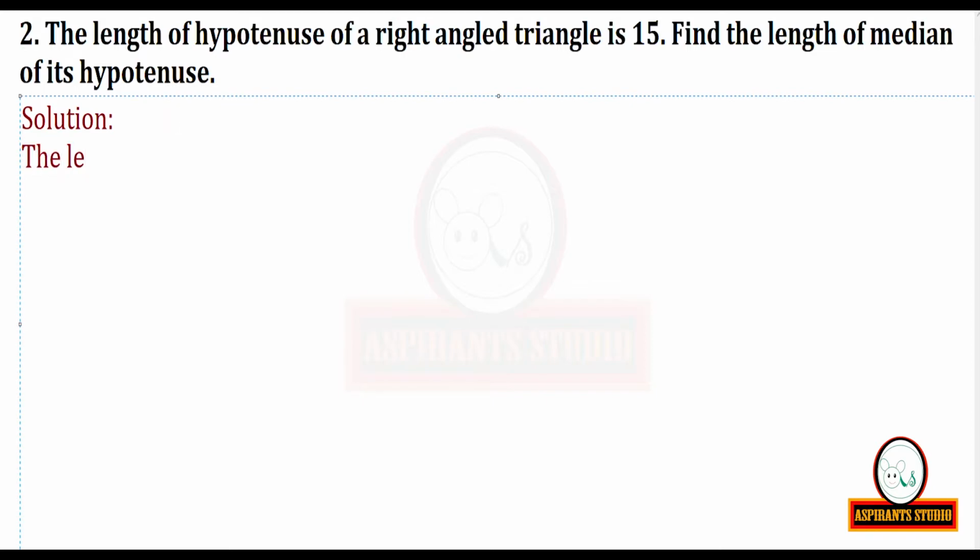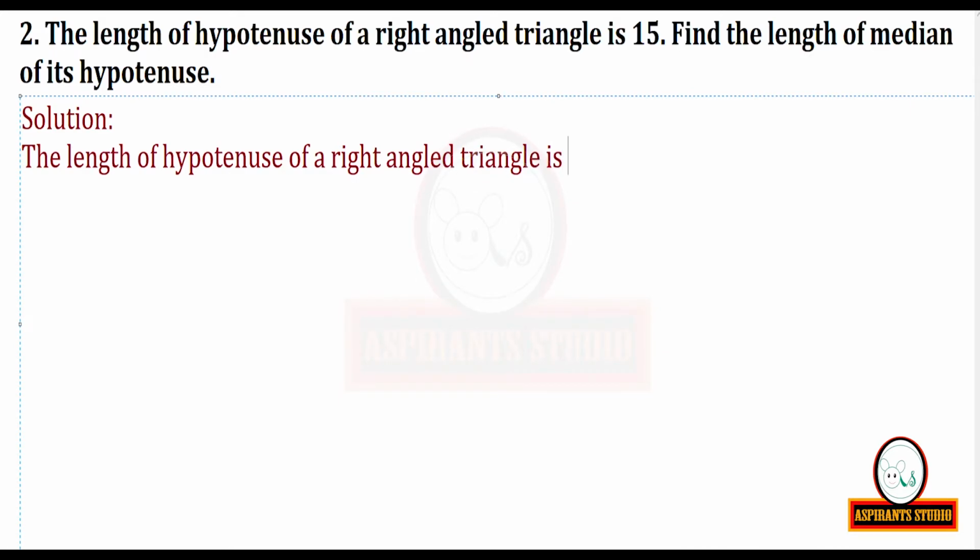Now coming to the next problem. The length of hypotenuse of a right angle triangle is 15. Find the length of median of its hypotenuse. You are given the length of hypotenuse of a right angle triangle is 15. You have to find the length of median of its hypotenuse.